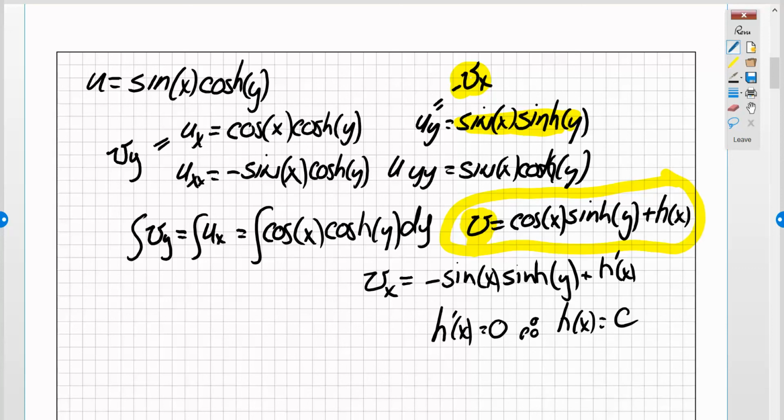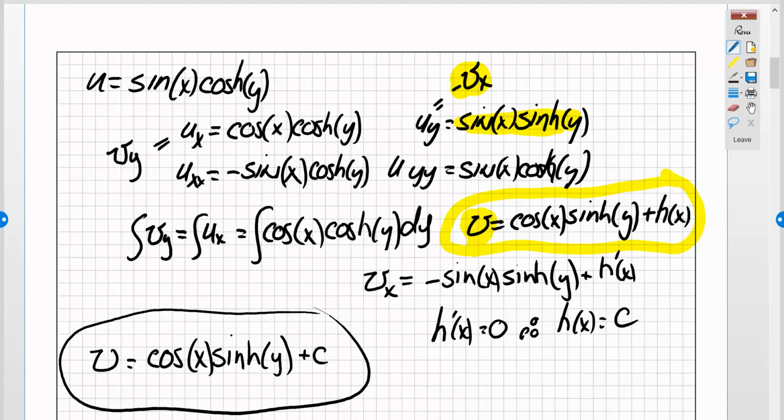And so v is equal to cosine of x, hyperbolic sine of y plus a constant. And that is our answer.